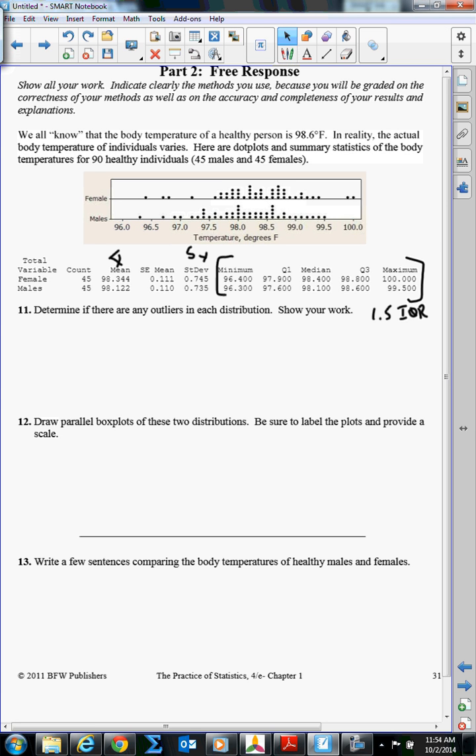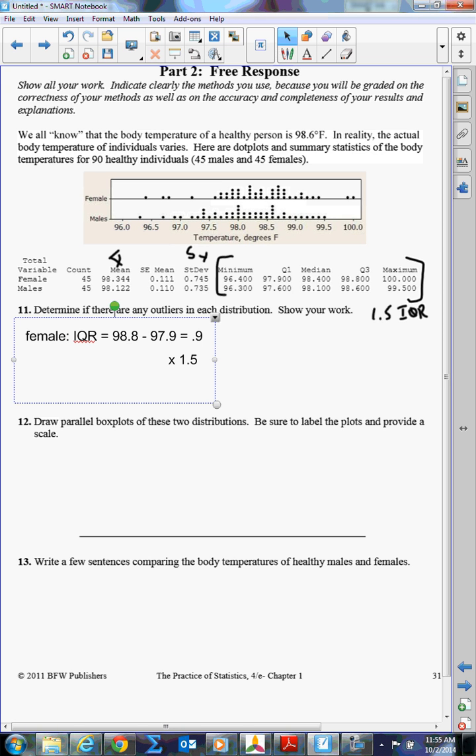So to calculate the IQR, remember what you're going to do is subtract Q1 from Q3. So let's do the females first. The female IQR is equal to 98.8 minus the 97.9, which gives me 0.9. And then I'm going to multiply that times 1.5. And that's going to give me 1.35.